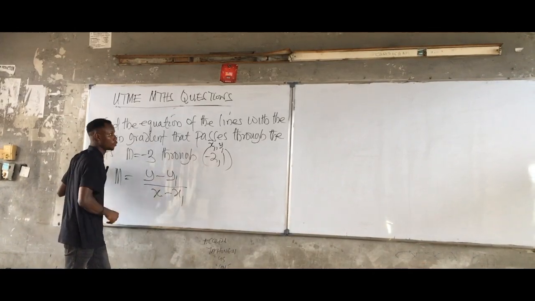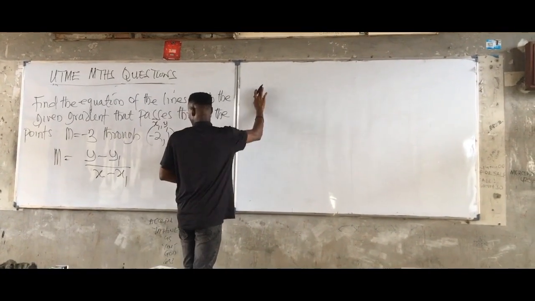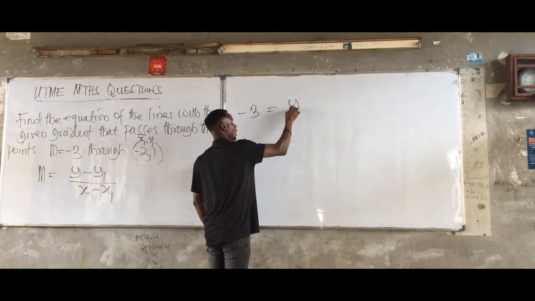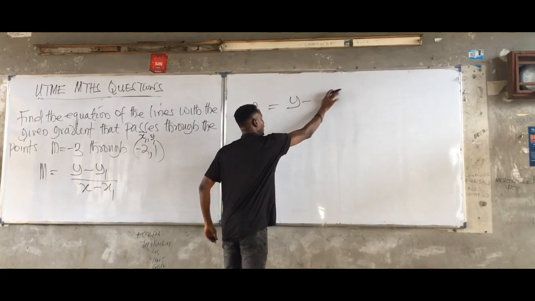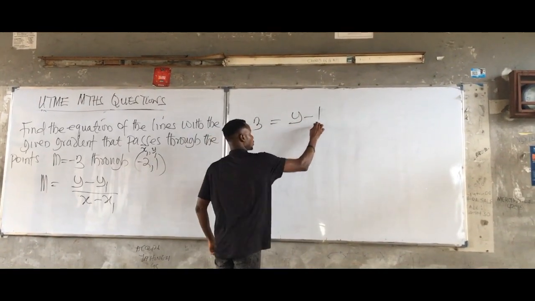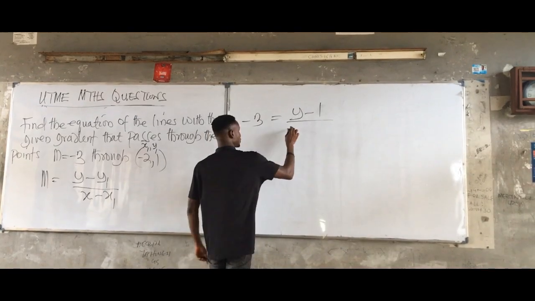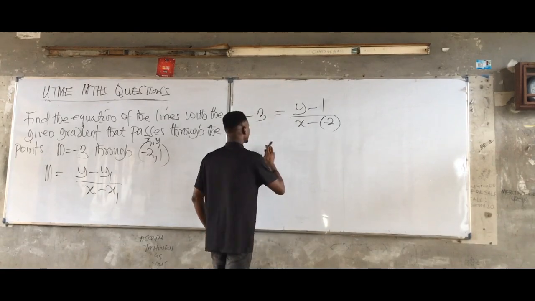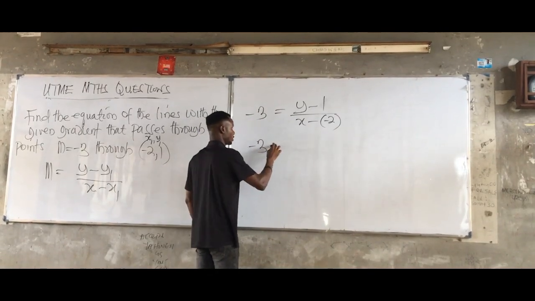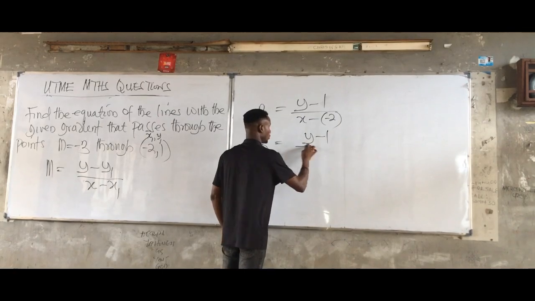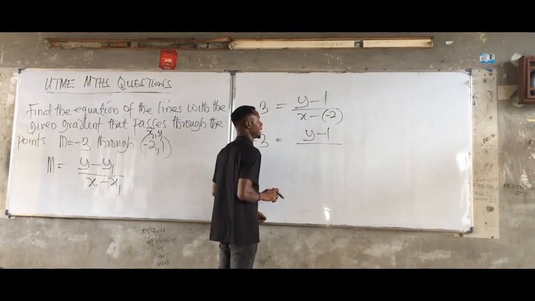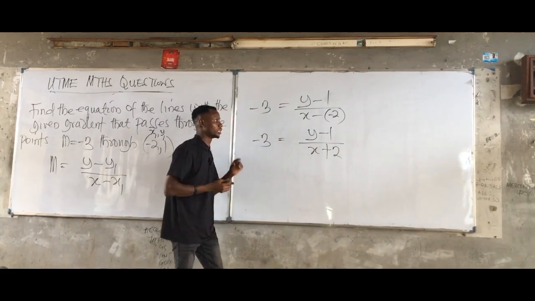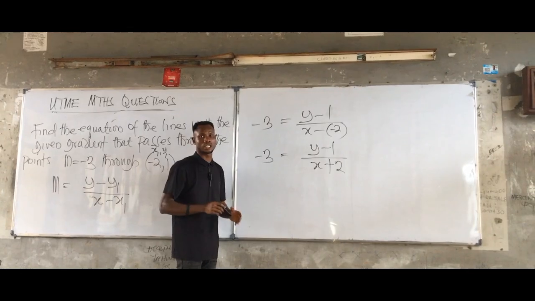Please take note. When you do this, from this formula I'm going to have minus 3, what again, is equal to y minus, what is my y1, please class? 1, over, what's my x? x is not given to us here, x minus, what's my x1, please class? Minus 2. Solving this will be minus 3 is equal to y minus 1 over x, minus times minus, what's the answer? Plus, this will be x plus what? 2.